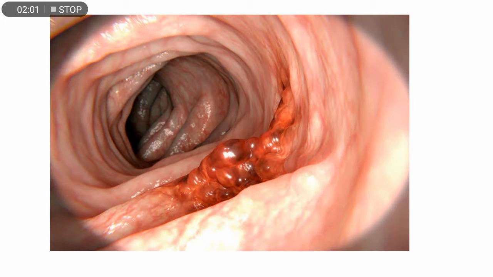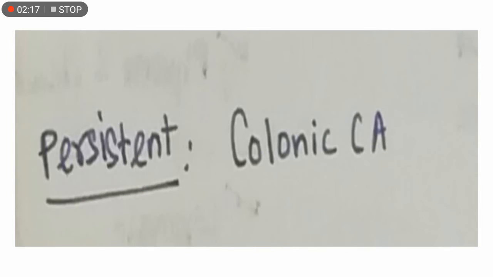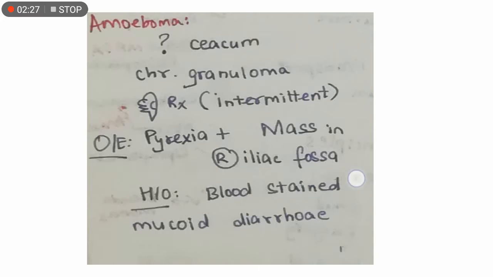And then about the lab values and investigations. This is a typical picture which we see in colonoscopy. This is an ulcer which is seen. It is caused by amoebiasis. However, if the symptoms are persistent, then we have to think about colonic cancer, because colonic cancer can be unmasked by amoebiasis.